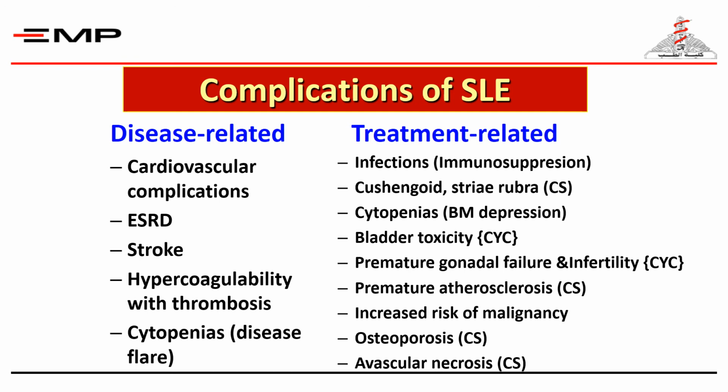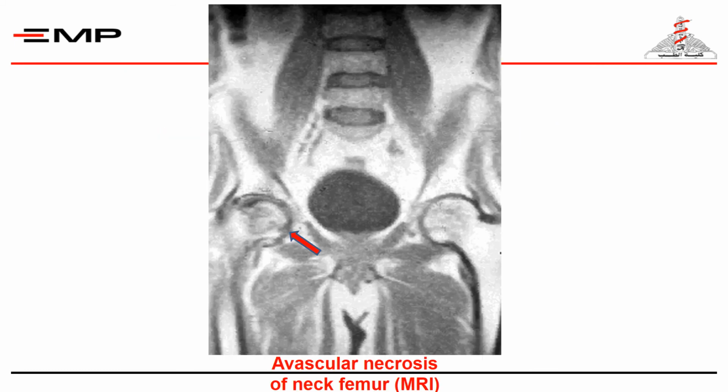due to corticosteroid, and increased risk of malignancy in some cases treated with immunosuppressives, osteoporosis due to chronic use of corticosteroid, and avascular necrosis also. And this MRI shows avascular necrosis of the head and neck of the right femur due to prolonged use of corticosteroid therapy in an SLE patient.